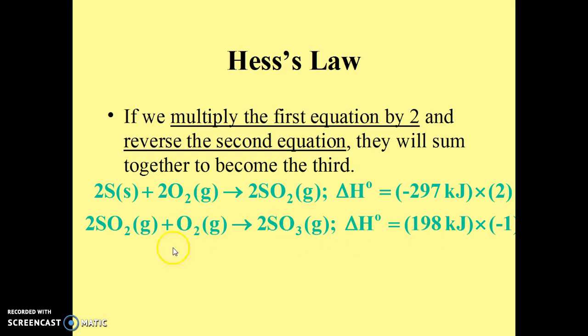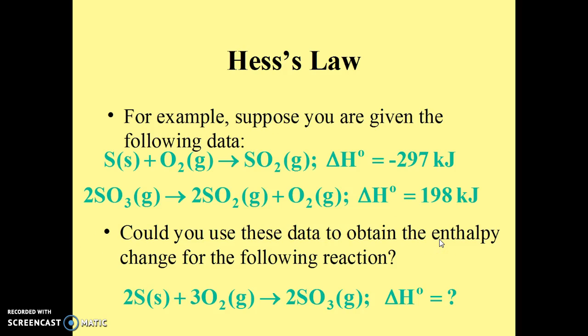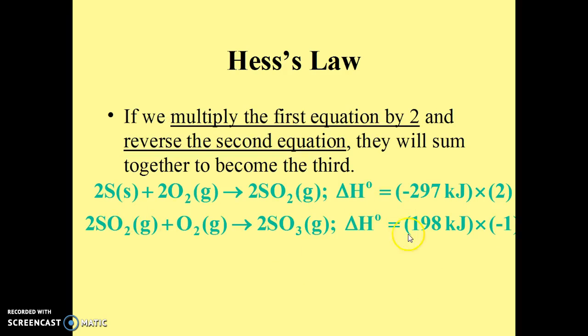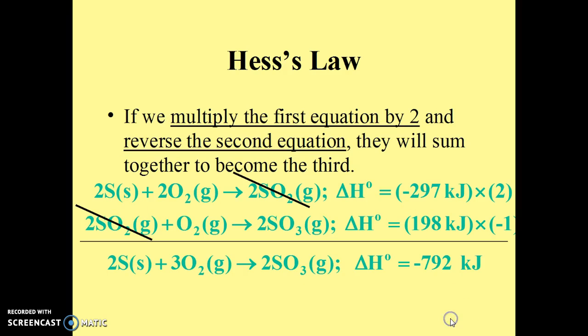So what we have to do, we have to change the sign. Let me show that last equation on the previous slide. We have to change the sign on this because we're turning it in the opposite direction. And we double this. When we do that, everything that we don't want cancels out left and right, and we are left with the overall reaction that forms the sulfur trioxide from sulfur and oxygen, minus 792 kilojoules.